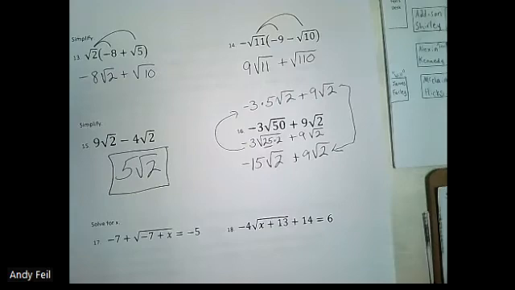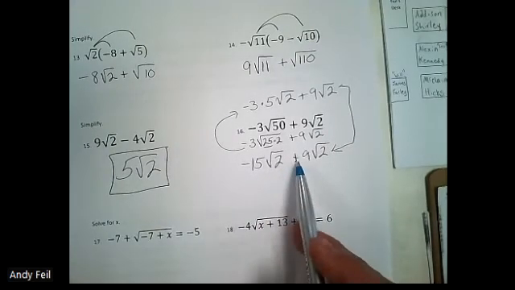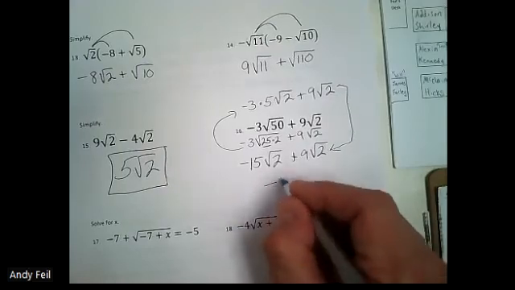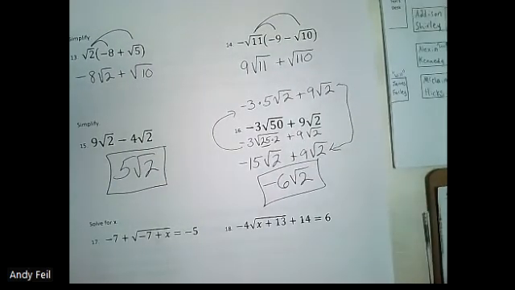Now are you done? No. Almost. Doesn't this one look just like 15 now? We got 2 like terms. What's negative 15 square roots of 2 plus 9 square roots of 2? Negative 6 square roots of 2. Yeah, so once you finally get all done, then you can simplify those. Okay.